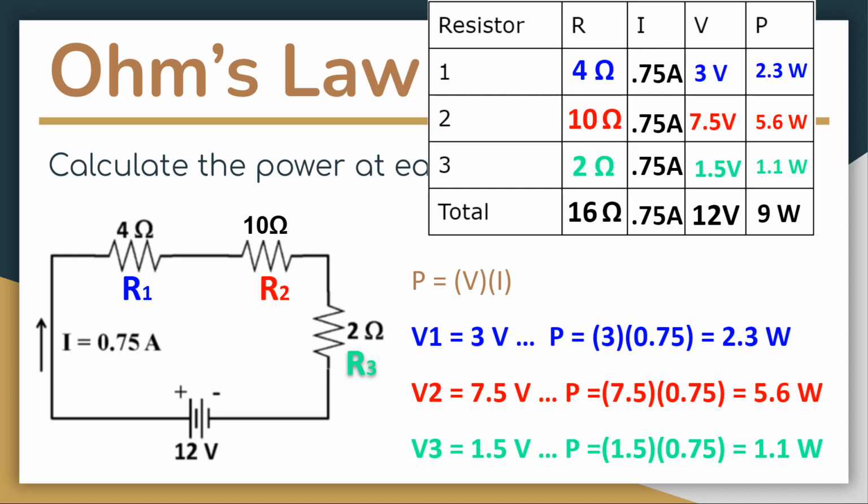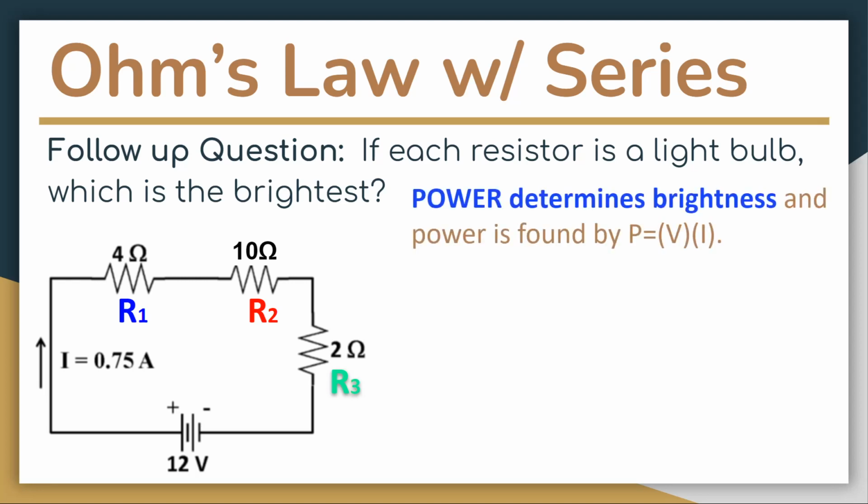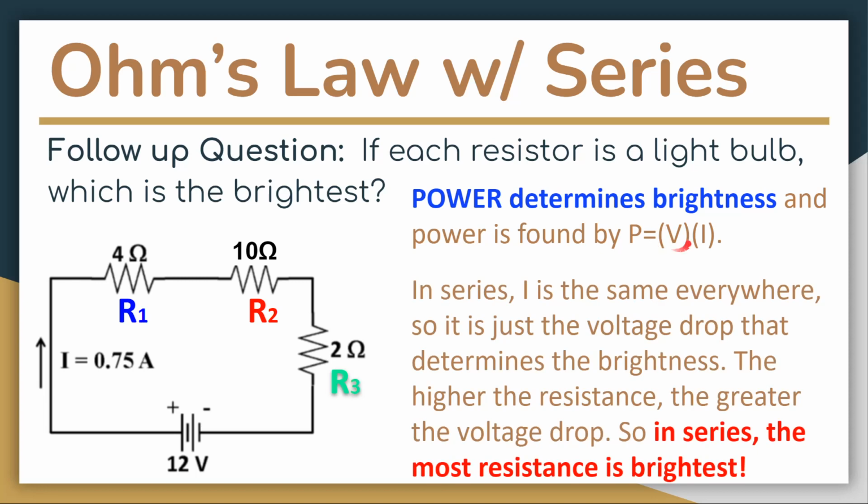And guys, listen up because I have one more important thing for you to add to your notes. Okay, if each resistor is a light bulb, which is the brightest? I'll need you to write this down. Brightness is determined by power. Okay, always. Brightness is determined by power. Now for a series circuit, power, remember, is voltage times current. In a series circuit, the current's the same everywhere. So in a series circuit, the brightness is going to be determined by your biggest voltage drop. But it's still whichever one has the most power.